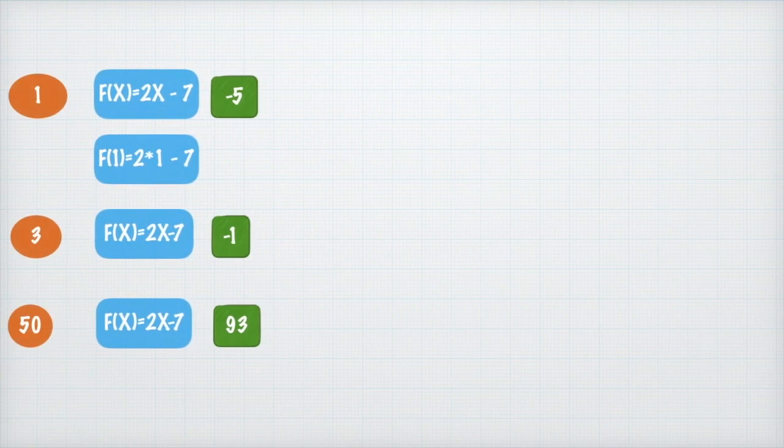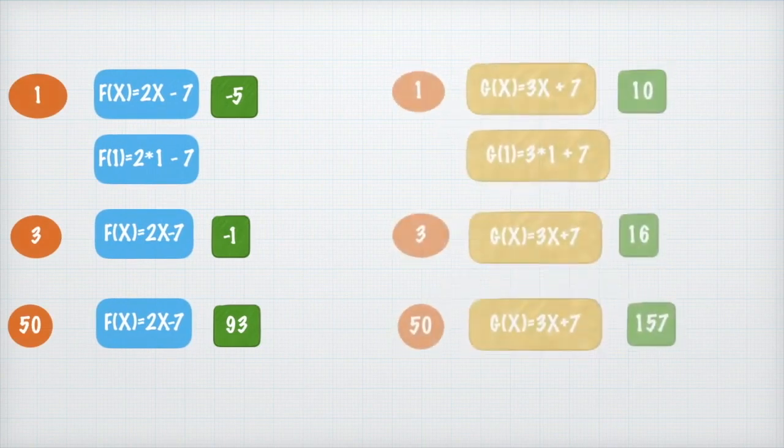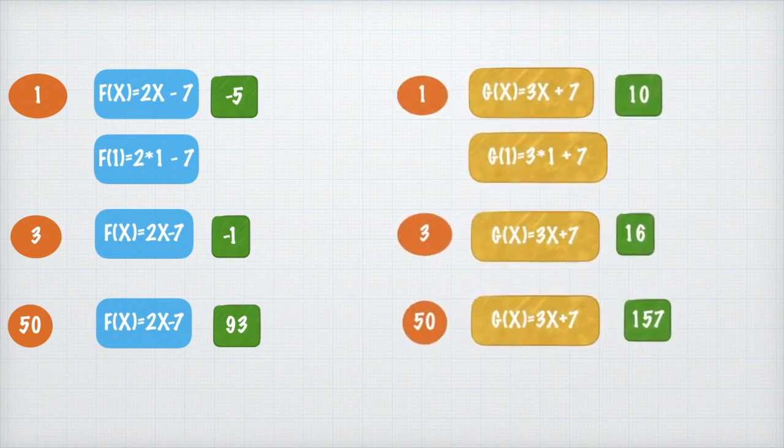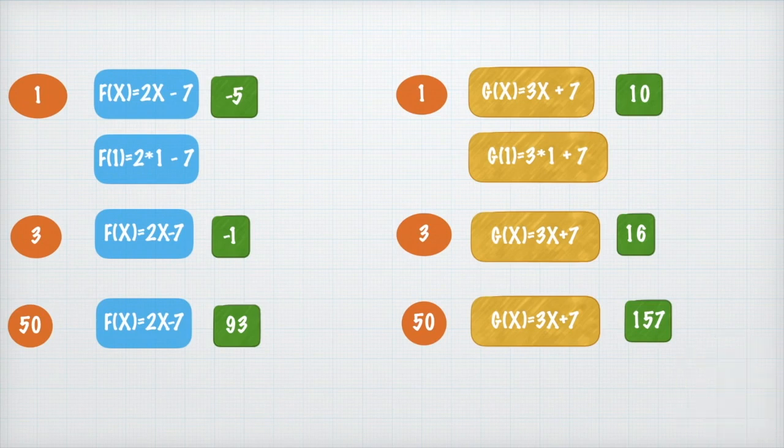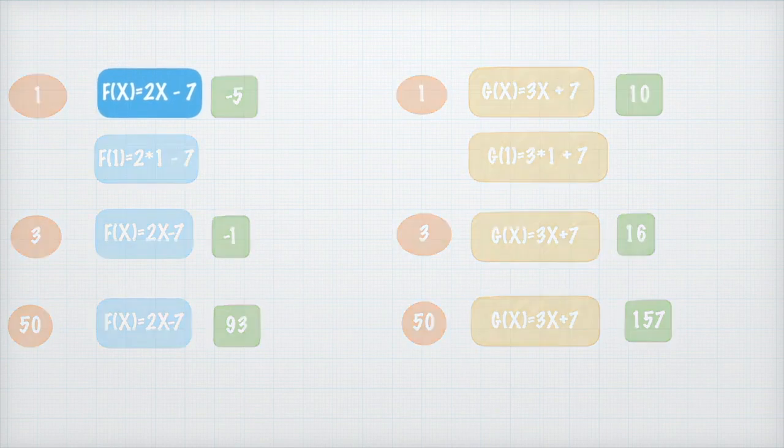Sometimes you might also have two functions at the same time. So let's say f(x) is equal to 2x minus 7, and then the other function is, let's say, g of x, which is given as 3x plus 7. Try it out for yourself. Find the value of g of 1, find the value of g of 3, and find the value of g of 50, and see whether the values that I have given are correct or not. Hit pause and try and find the value of g of 1, g of 3, and g of 50.